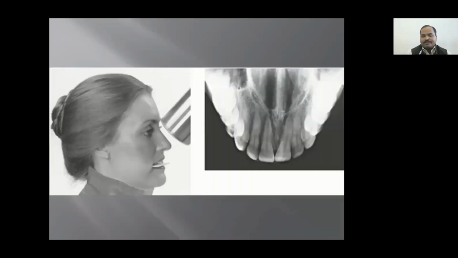The pictorial representation will be something like this, where the collimator will be adjusted such that the central ray will be focusing on the tip of the nose, and the film will be placed inside the oral cavity parallel to the occlusal plane. This is for the maxillary arch, and such a radiograph will be produced, which will be the anterior maxillary projection or the standard maxillary projection.